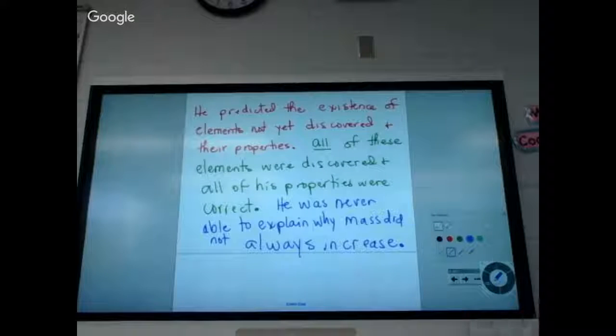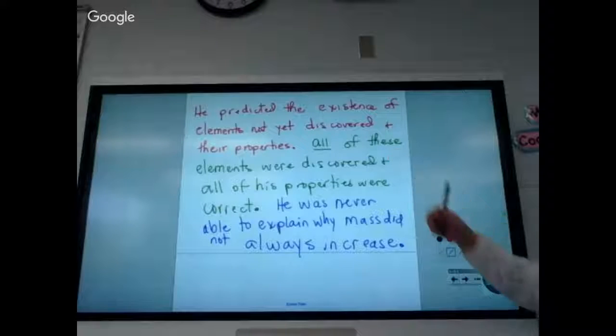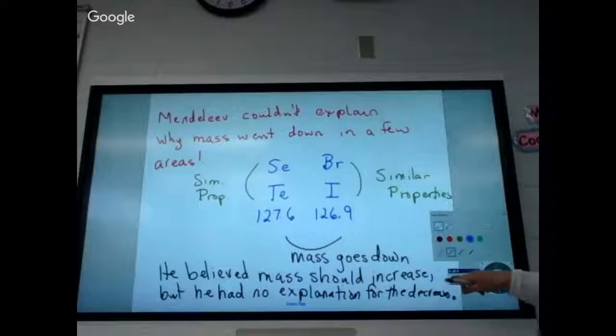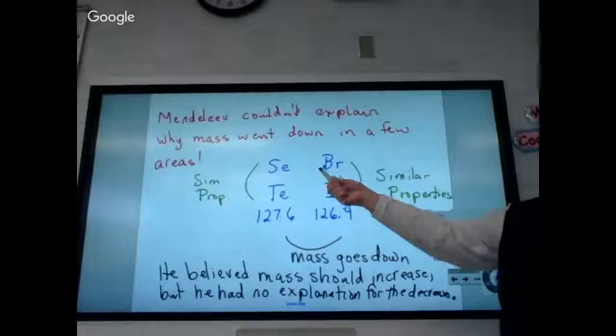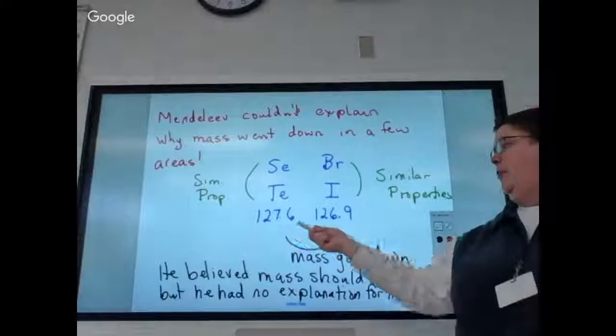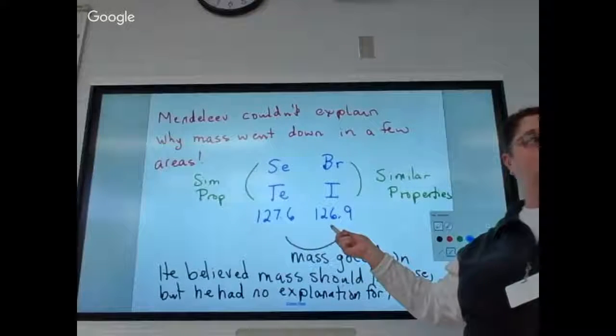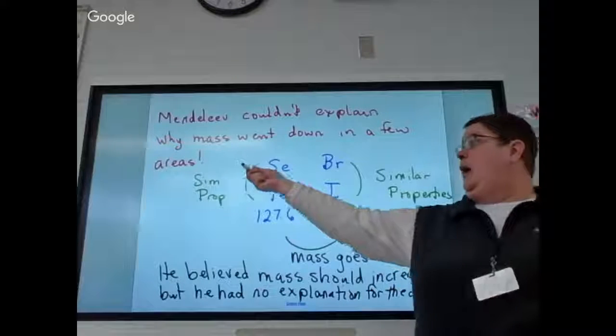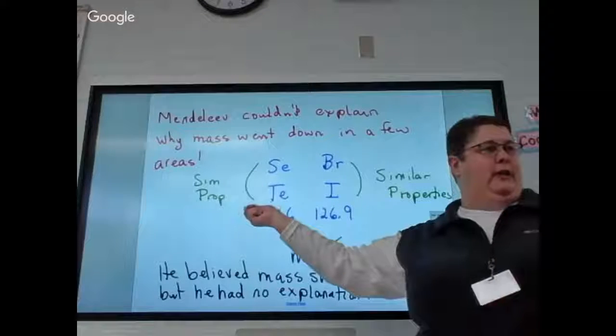Okay, so he was never able to explain why mass didn't go up. So why do we give this dude credit if he can't explain that piece? Because of all this. So, did he put these elements in the right place if mass didn't go up? Yes. Because he arranged it based on what? Similar properties.